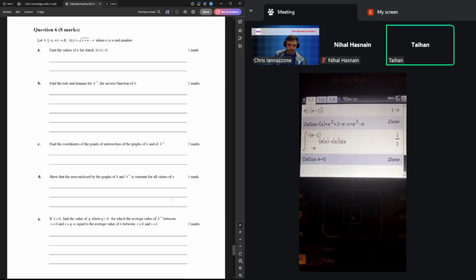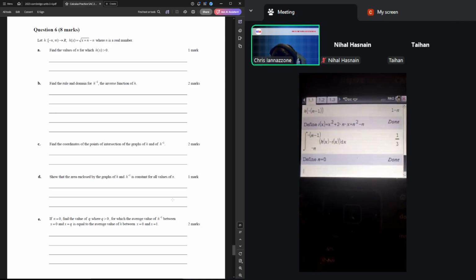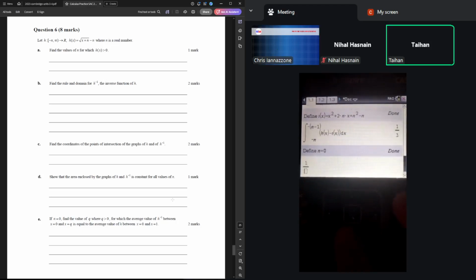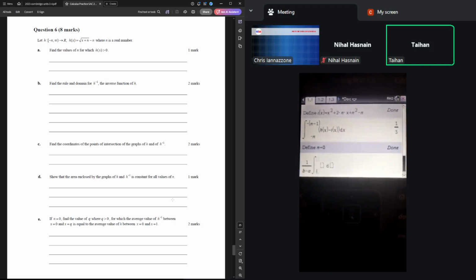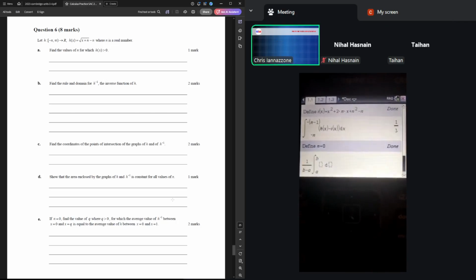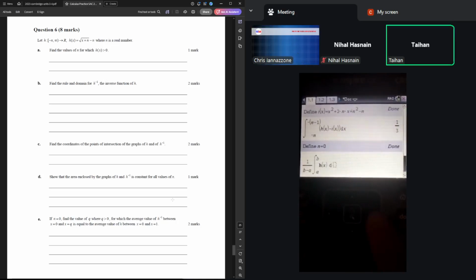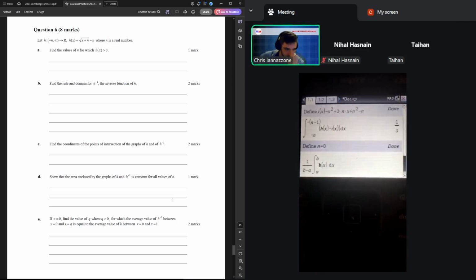I think the formula is 1 over b minus a, and then an integral bounded by b and a, and then just f of x. I'm just writing it out so I can remember. Yeah, that's exactly right. That's exactly what you do.